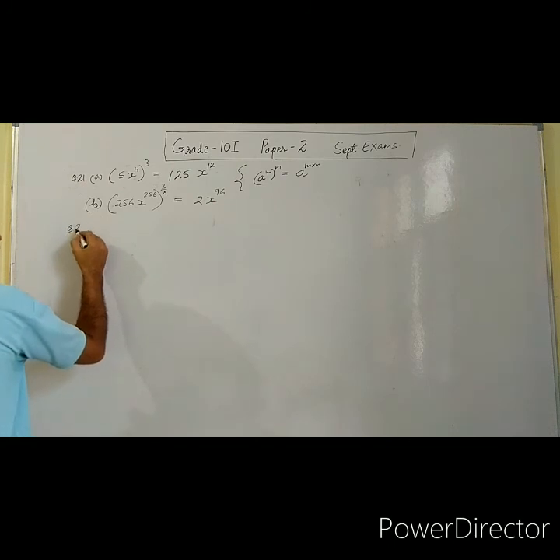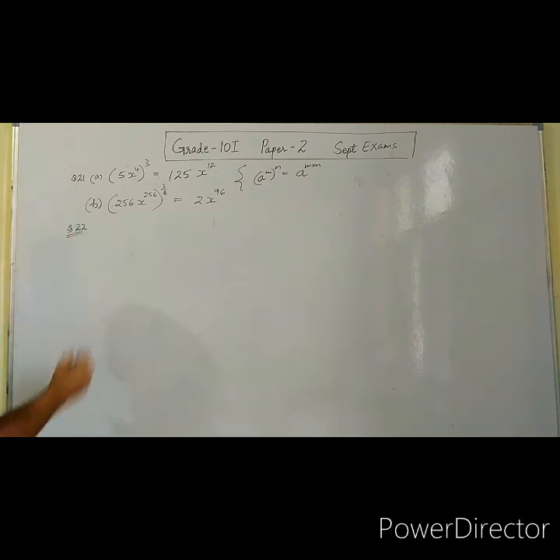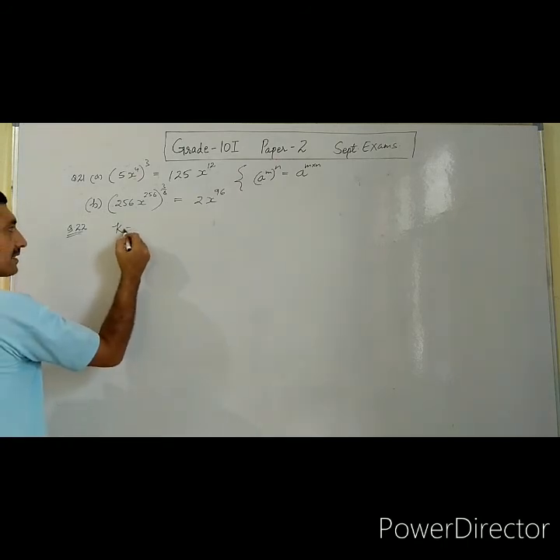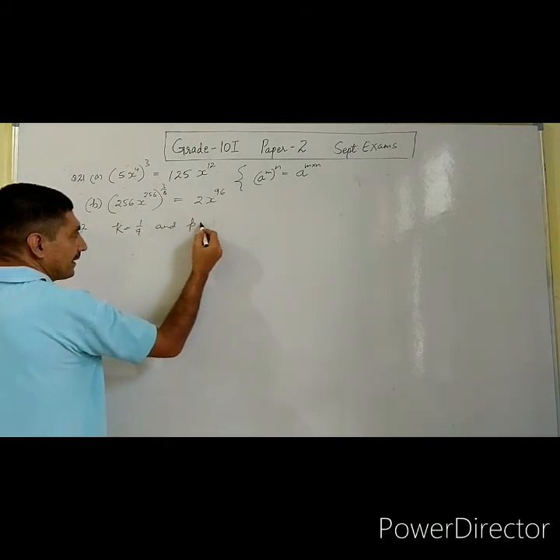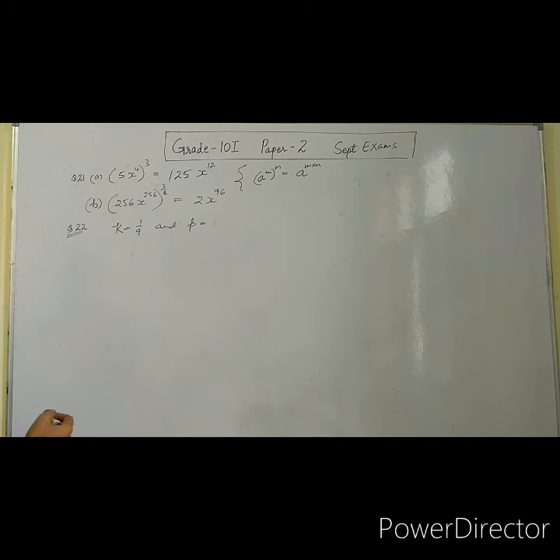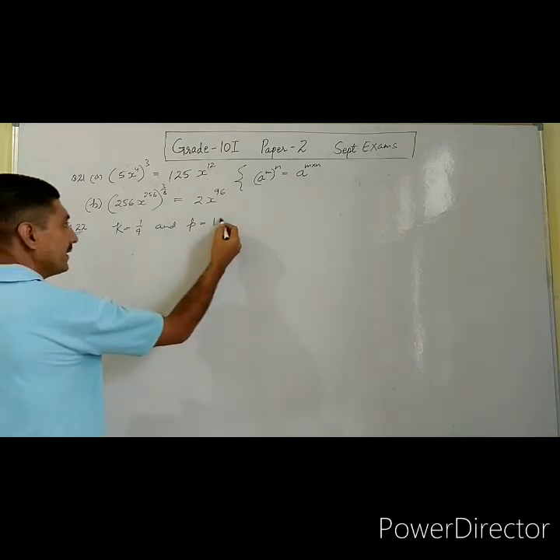Question number 22. In question number 22 we have to find the value of k and the value of p here. So the value of k, in this case, is coming 1.9, and the value of p is coming 16, right?